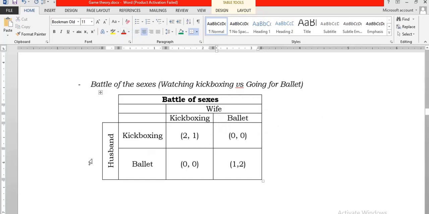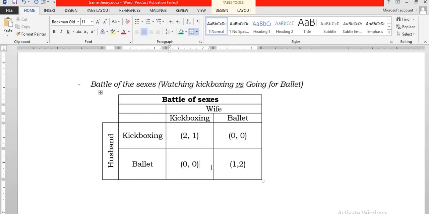The same applies if the husband goes for ballet to make the wife happy, and the wife goes for kickboxing to make the husband happy, and they end up in different places at the same time. They will again not be happy, because their happiness is based on them being together. Okay, now this is another scenario of Nash equilibrium.